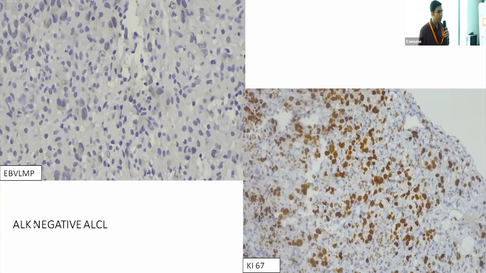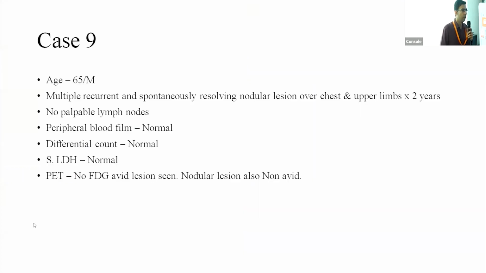Ki67 was very high, and EBV-LMP was negative. No, we did not perform DUSP2 because of unavailability. Yes, 30% of these could be those, and their prognosis is the same as ALK positive. Sorry, prognostically, it's a similar group as DUSP2 positive. Yes, they are actually 30 to 50% of such lymphomas. 30% of ALK negative turn out to be DUSP. Prognostically, they're a favorable group.